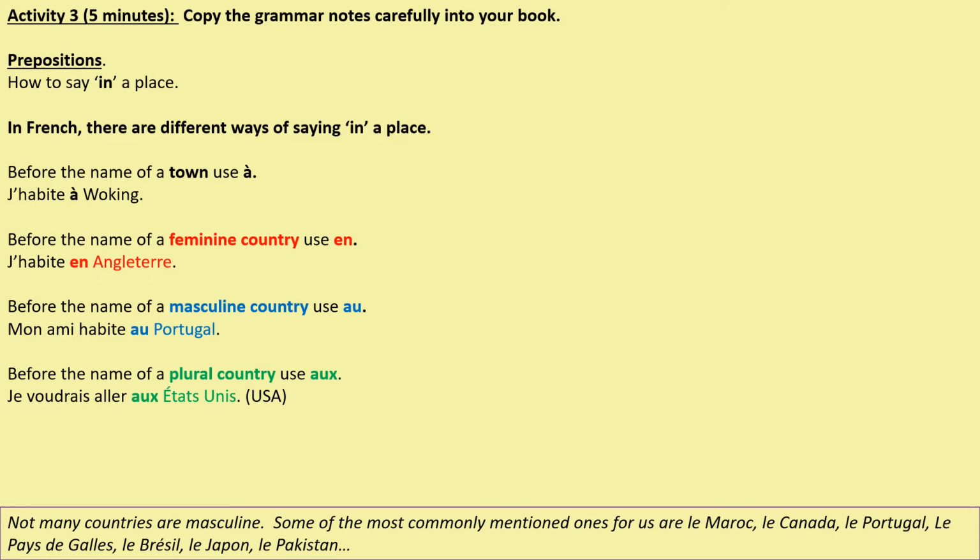This au has an X on the end, which is silent, and which shows that the next word will be plural. It does sound exactly like the au that you use for a masculine country. Most countries are feminine, but the most commonly used masculine ones for us are le Maroc, le Canada, le Portugal, le Pays de Galles, le Brésil, le Japon, et le Pakistan.